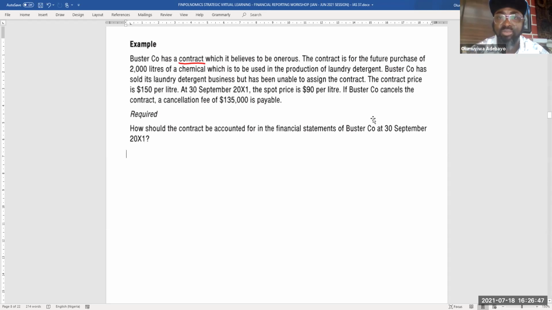Who can provide a solution? Put yourself in the shoes of the CFO of that entity. What will be your position? I'd rather take it and sell it for $90 per liter. I think that one is okay. What obligation do you need to provide for, since it is onerous? I'll provide for $120,000.